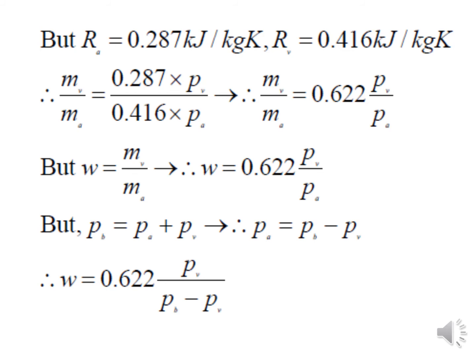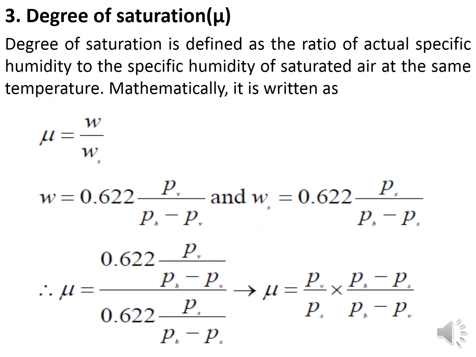Now we will see the degree of saturation. Degree of saturation we have already defined in the first video. What is that? The ratio of actual specific humidity to the specific humidity of saturated air. Actual specific humidity is W, by Ws. But the W expression we have seen just now in the last slide: 0.622 Pv by Pb minus Pv.